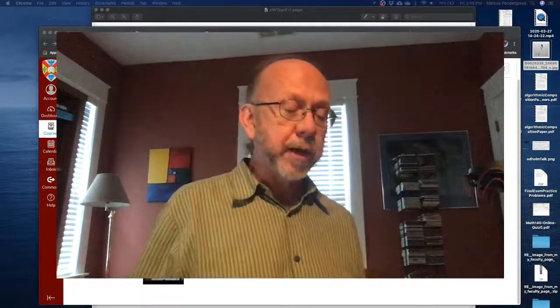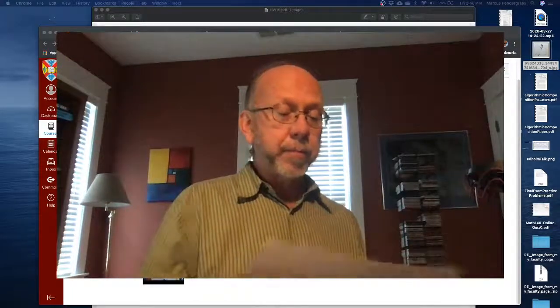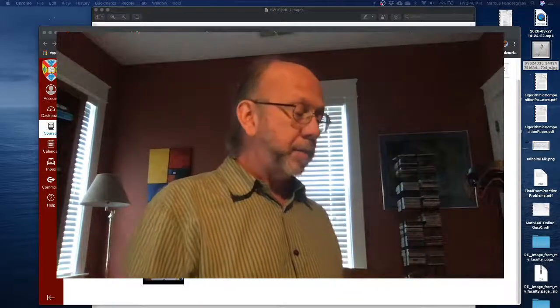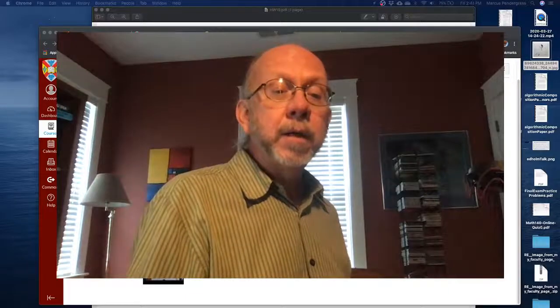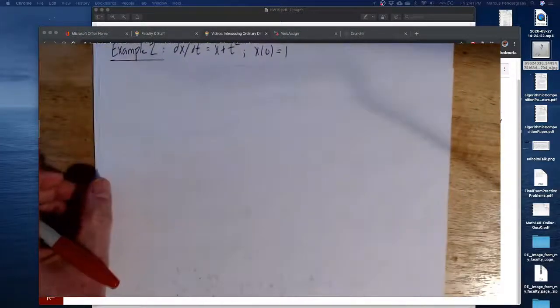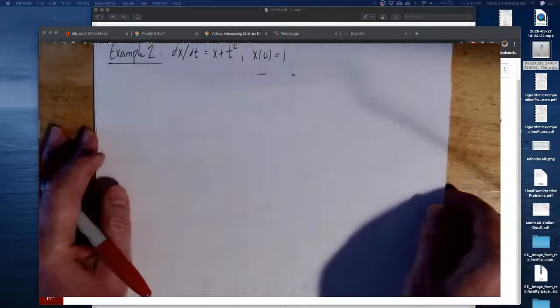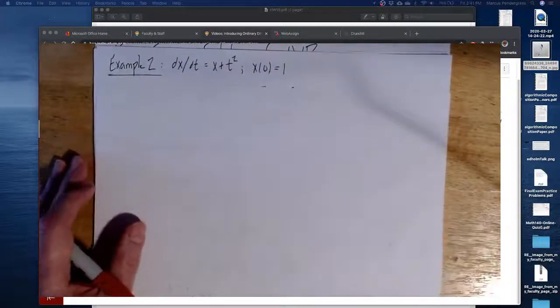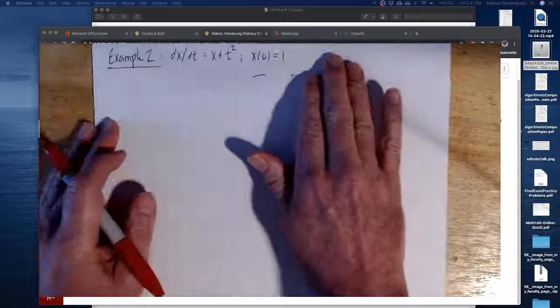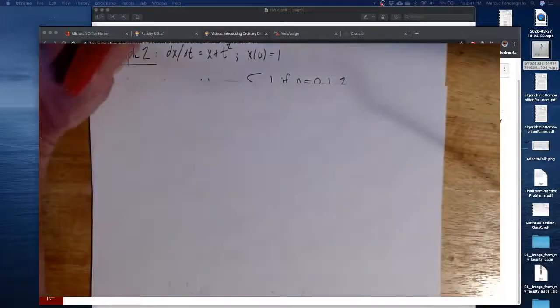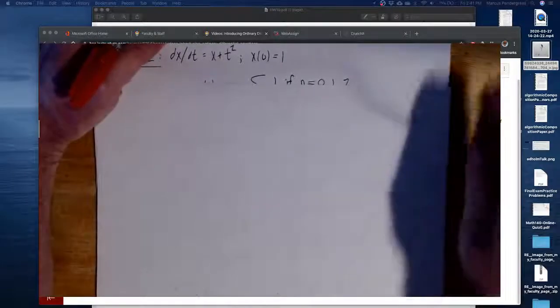So let's take a look at a second example of this sort, and let me get my papers together here. Here we go. Our second example was dx/dt is x plus t squared. Let me get this where everybody can see it. And the initial condition is that x(0) equals 1.